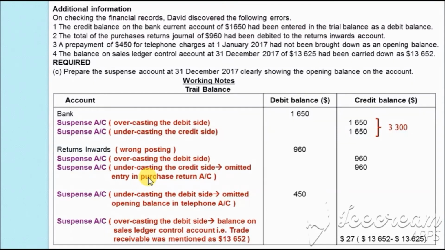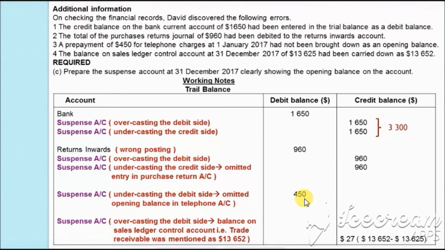Furthermore, it is stated in the third error that a prepayment of $450 for telephone charges at 1st January 2017 has not been brought down as an opening balance. So when we are making the accounts for 2017, it means that this amount, that is 450, is the expense of our telephone charges during this period. However, we have prepaid it in 2016, and as this is an expense, it was required to be mentioned on the debit side when we make the trial balance, and the bookkeeper has not mentioned this amount on the debit side.